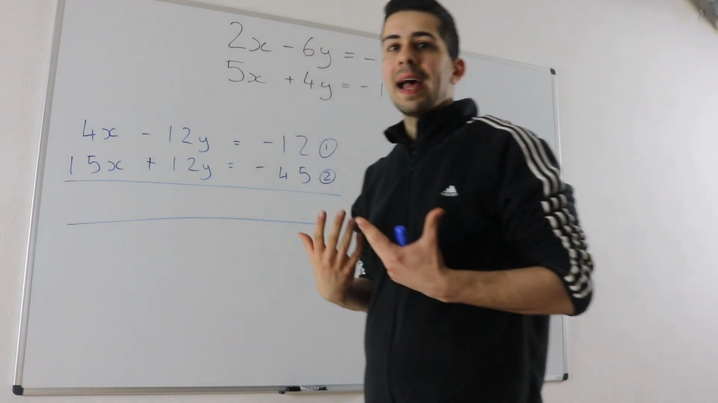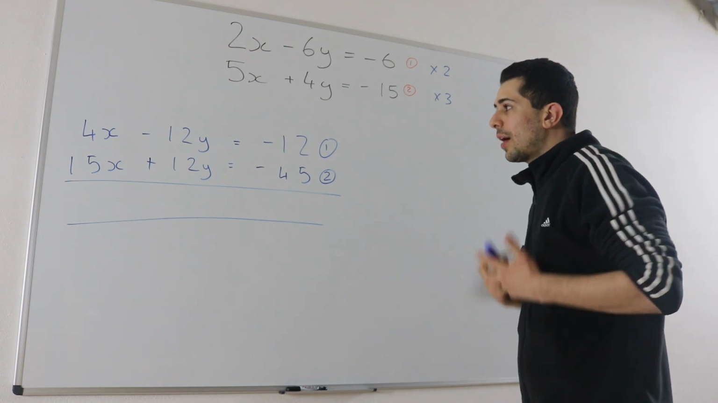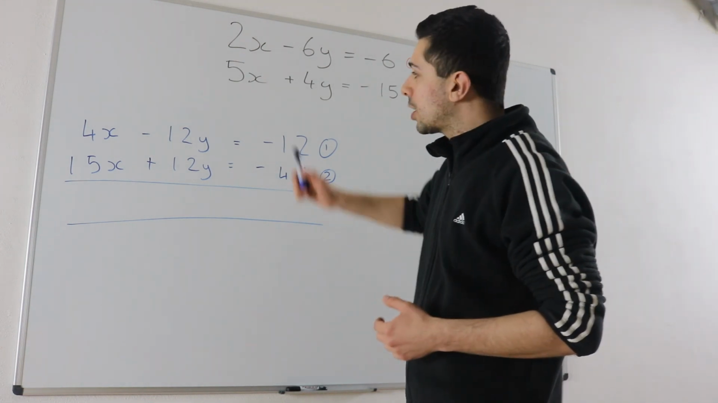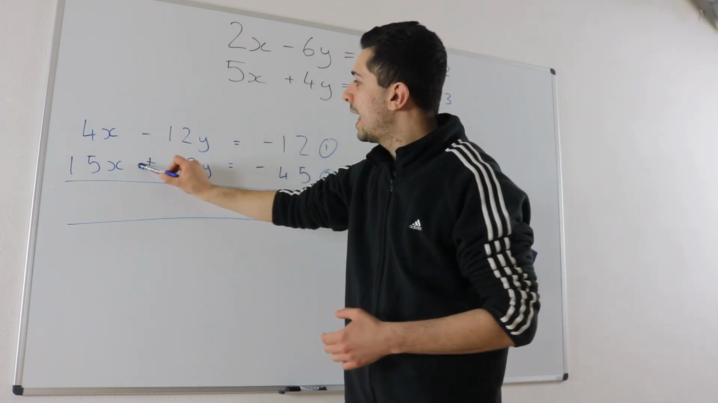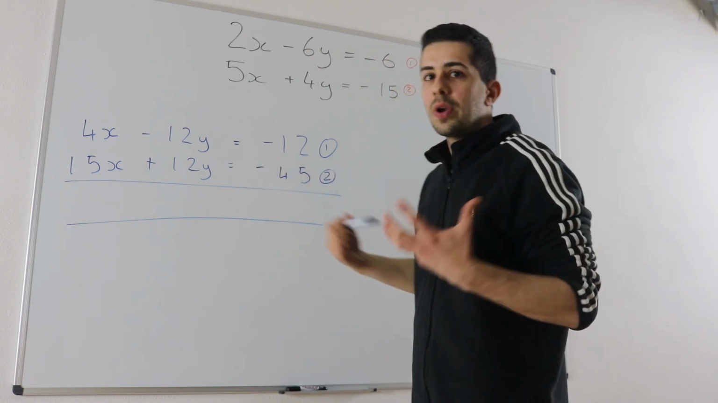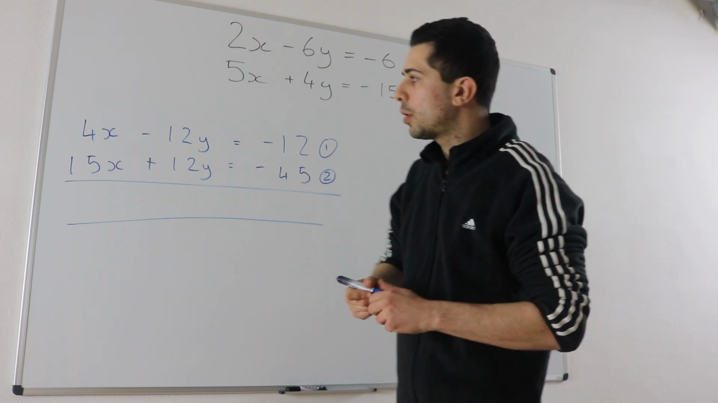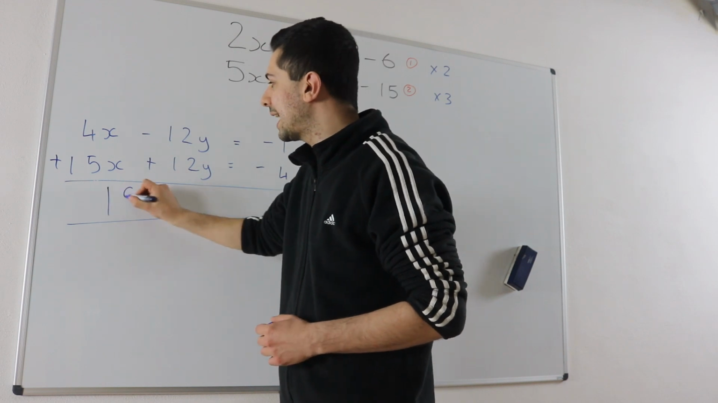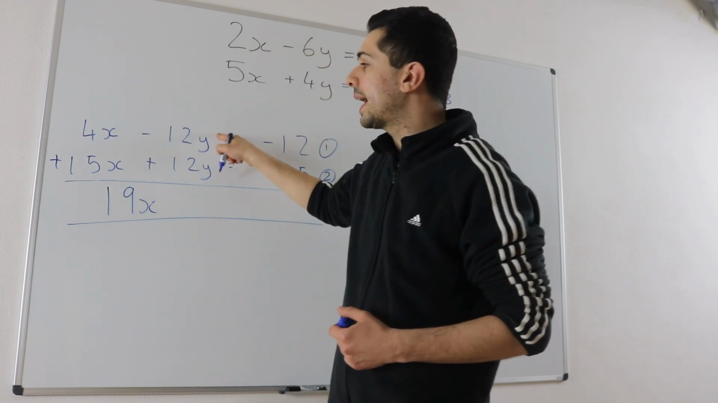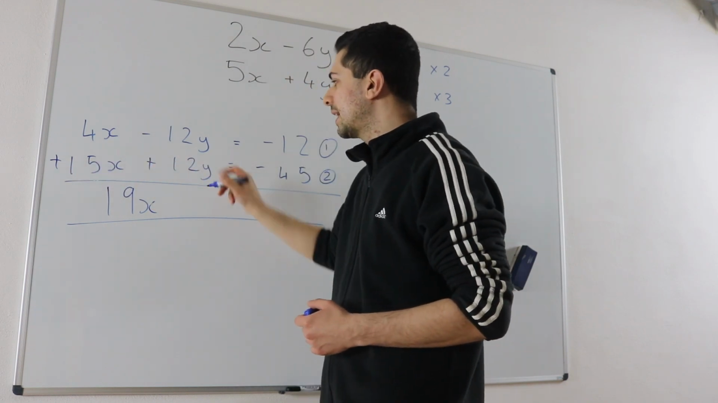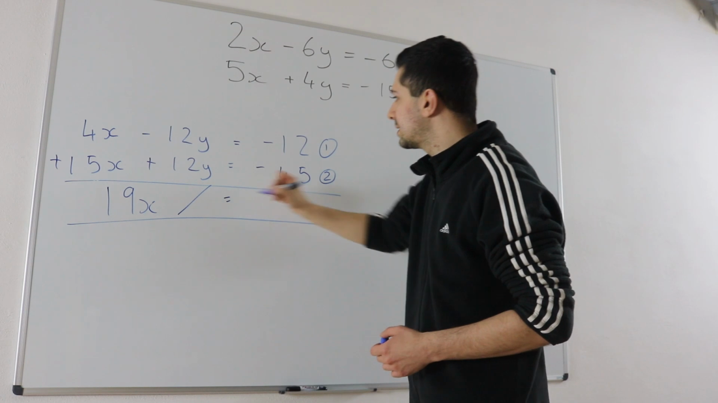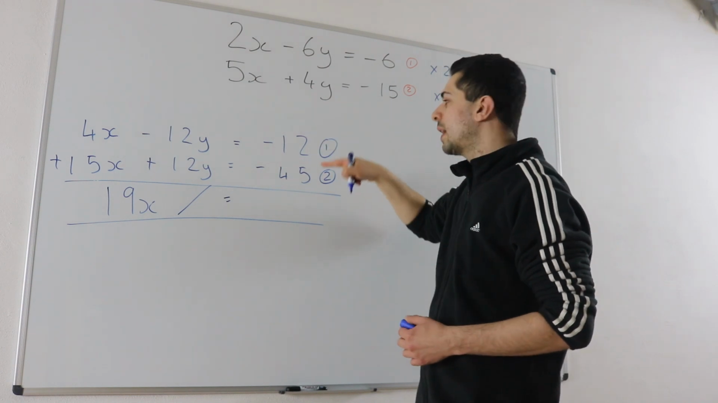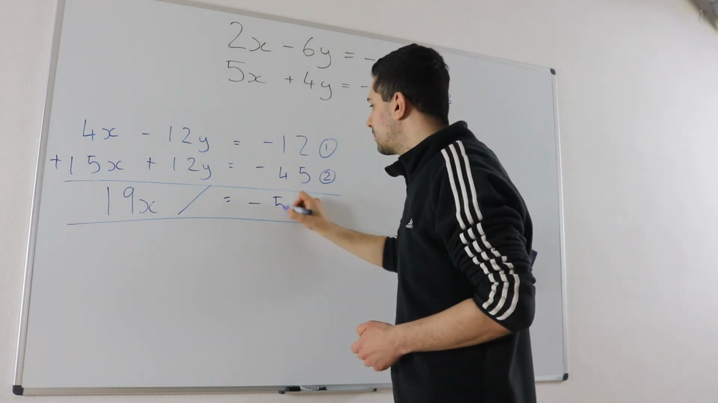Now, I need to choose whether to add or subtract both equations. In this case, it makes more sense to add the equations rather than subtract them, because over here I have minus 12y and plus 12y. And the only way of cancelling y would be adding both equations. So I have 4x plus 15x, which is 19x, minus 12y plus 12y cancel out, equals minus 12 plus minus 45, so minus 12 minus 45 is minus 57.